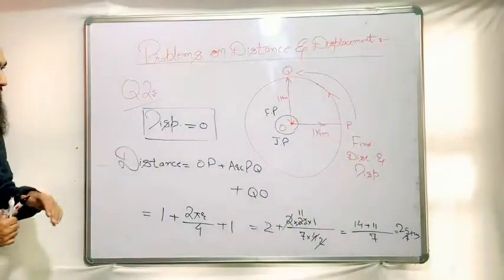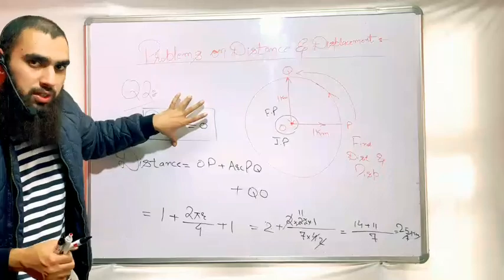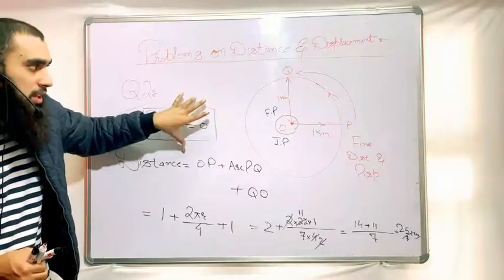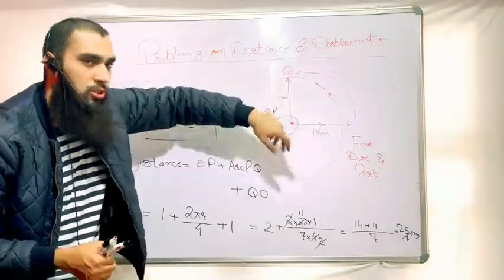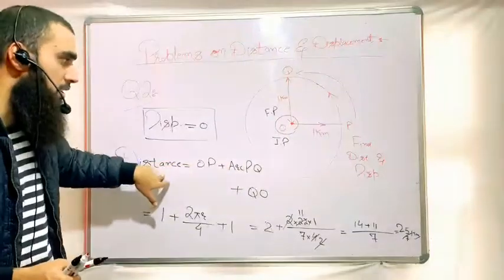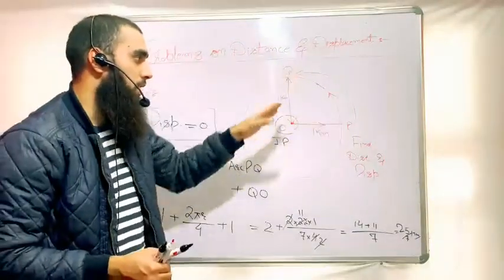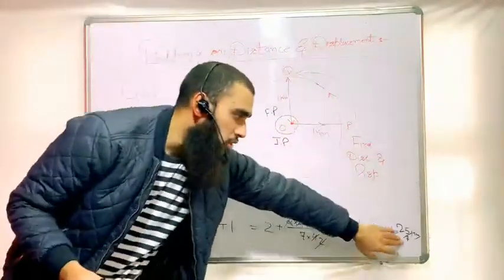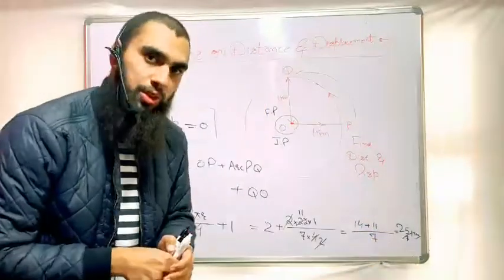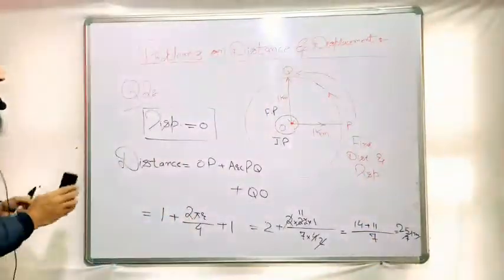So this question is also very simple. As the initial and final position were the same, displacement was equal to 0, and the path of the whole journey is simply the distance, that is OP plus arc PQ plus QO. Simple calculations, and we got the answer as 25 by 7 kilometers. Note it down.